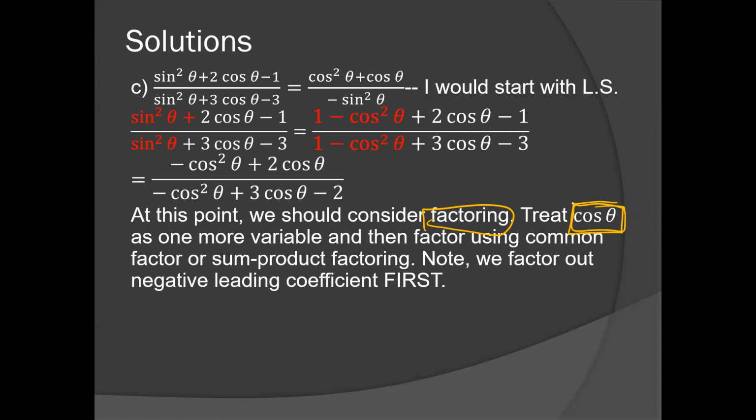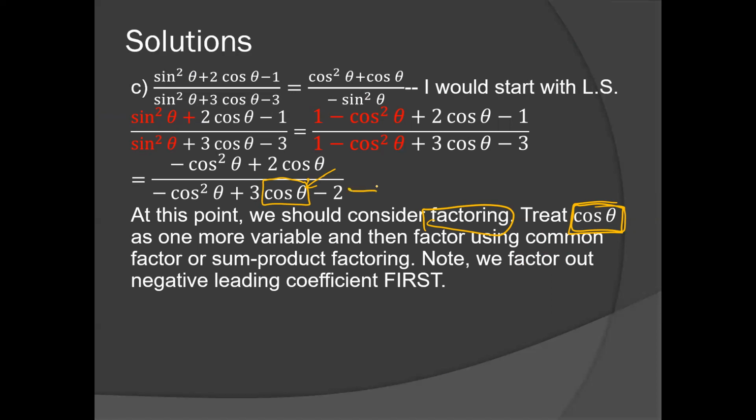A dummy variable basically is just representing it with a different variable. We can treat cos theta as if it were just one big variable by itself. I know it's actually not a variable because technically the variable is theta, but if I treat cosine theta as a variable itself, I can then factor it out like I normally would using sum of product or using common factoring, right?